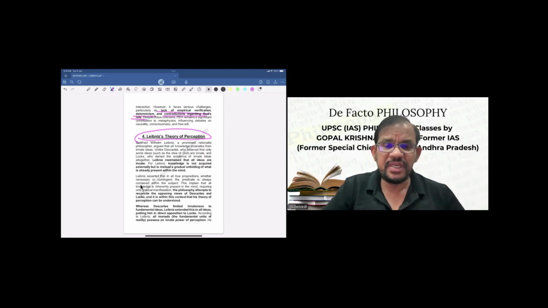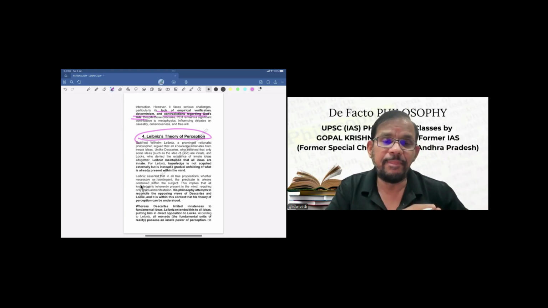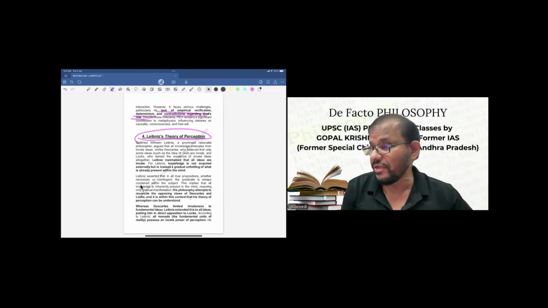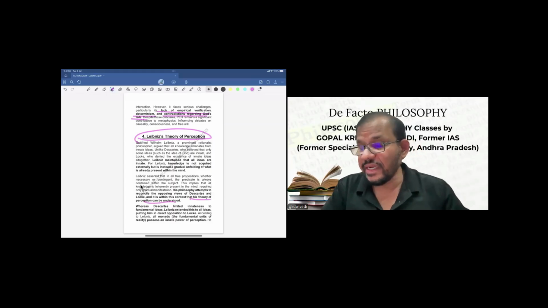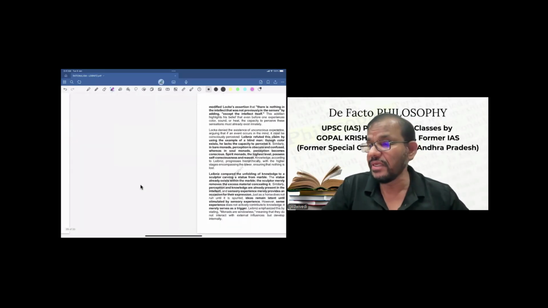His philosophy attempts to reconcile the opposing views of Descartes and Locke, and it's within this context that his theory of perception can be understood. So if we understand the basics of rationalism and empiricism, and how Leibniz wants to reconcile rationalism and Locke's empiricism, then we can understand his theory of perception. Whereas Descartes limited innateness to fundamental ideas, Leibniz extended this to all ideas, putting him in direct opposition to Locke. According to Leibniz, all monads possess an innate power of perception.